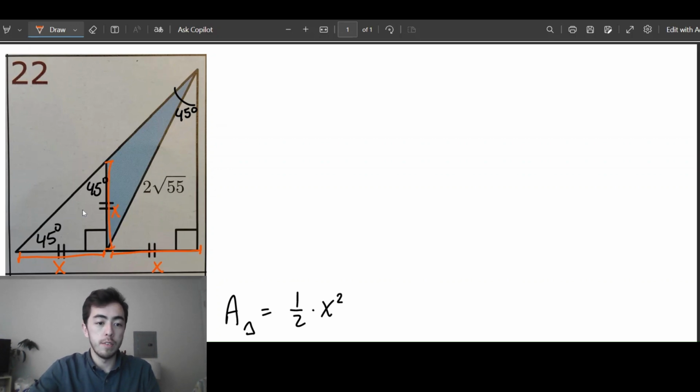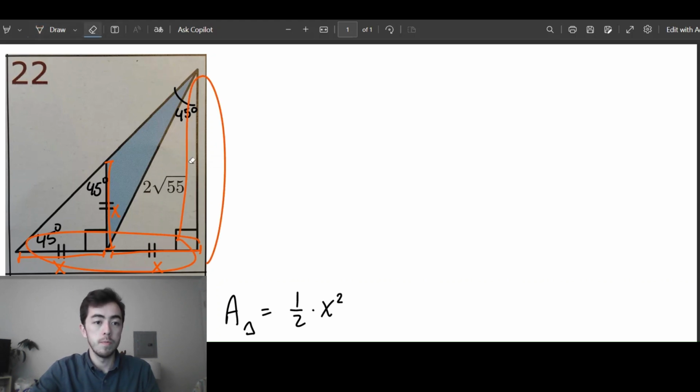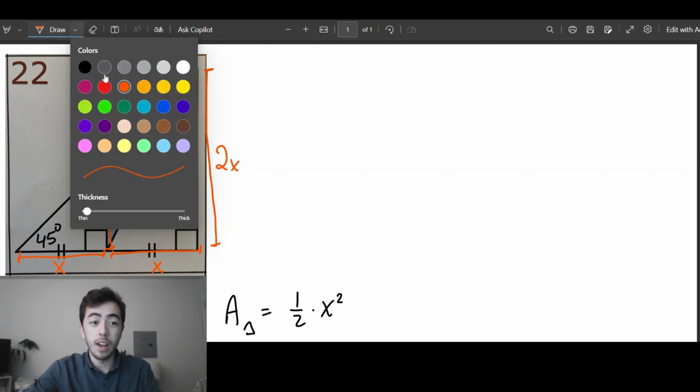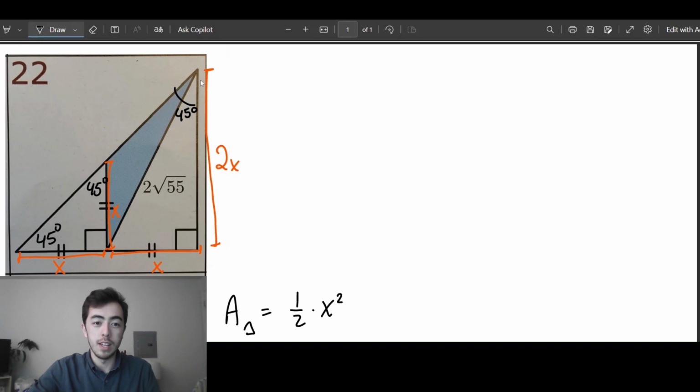And then since I have a 45, 45, 90 triangle, an isosceles right triangle, I know that this side and this side are going to be equal in length. So if the bottom is x plus x, or 2x, then the right side of this right triangle should also be 2x. And then finally, with that length, I can use the Pythagorean theorem on this right triangle and solve for x. So let's try that out.